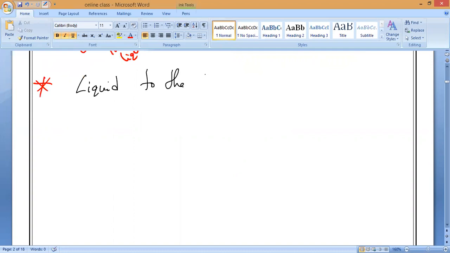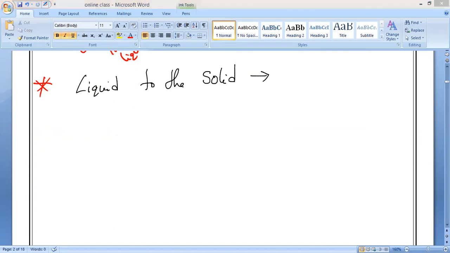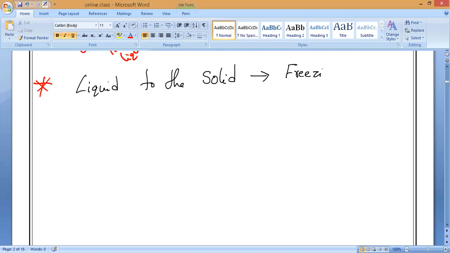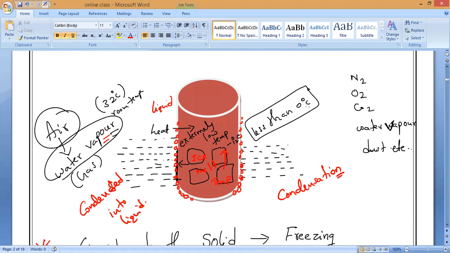Liquid to solid, what is it called? If you want ice from the water, your mother will say, keep the water inside the fridge. That is what it is called: solid to liquid to solid change is called freezing. What is it called, guys? Freezing. Understanding?